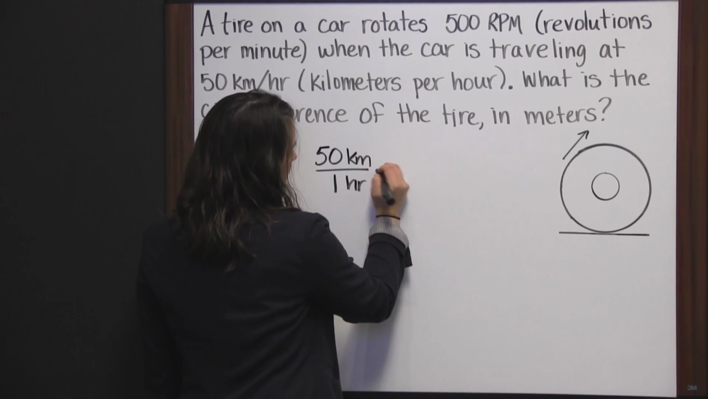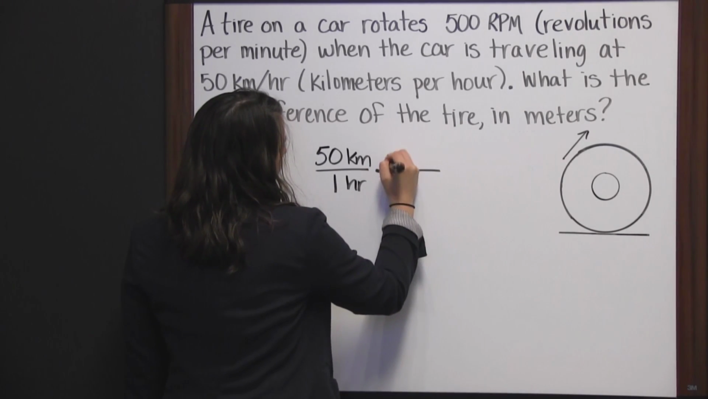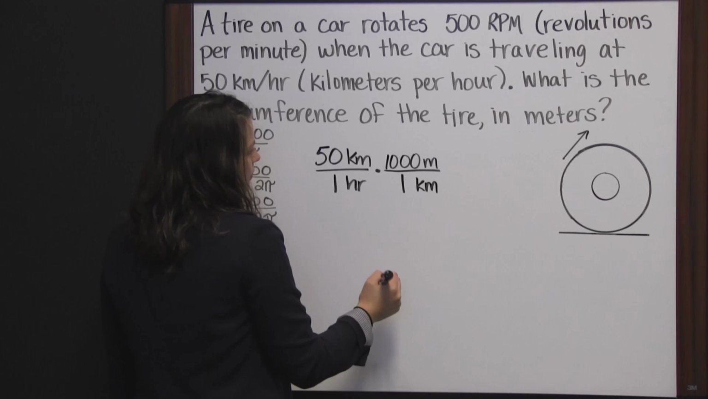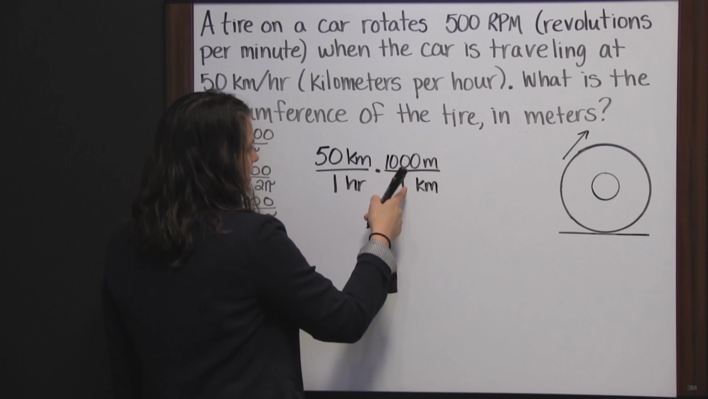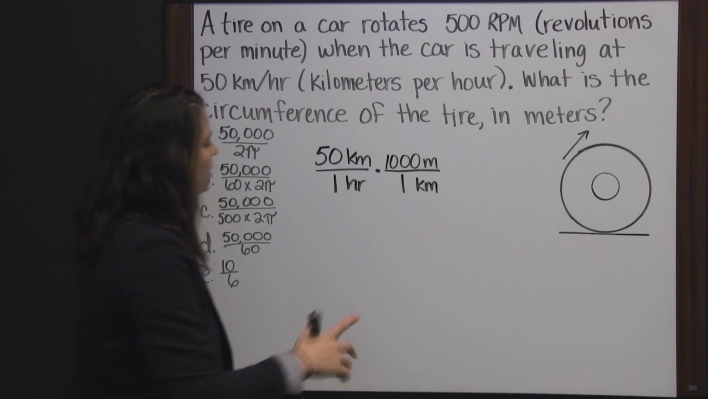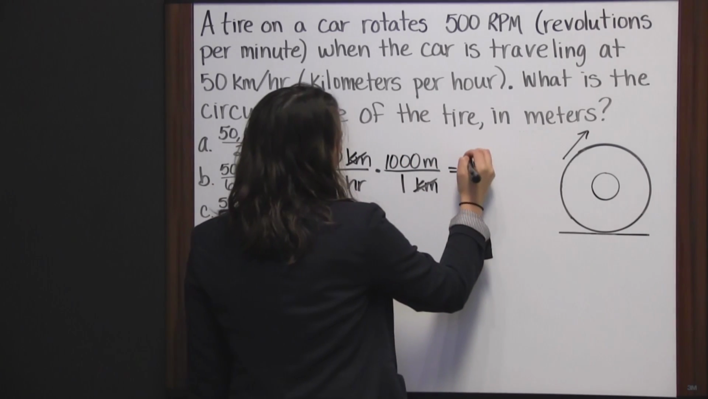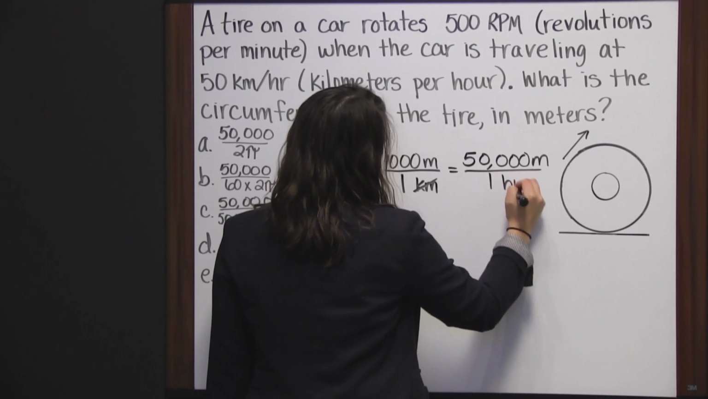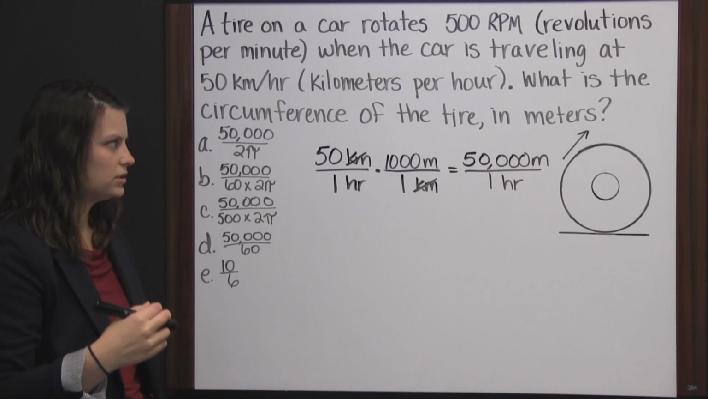So to convert kilometers to meters, I multiply it by the conversion factor of 1,000 meters is 1 kilometer. And when I multiply these fractions, I can cross-cancel these units, kilometers, and I'll be left with meters per hour. And I'll go ahead and do that first. So our kilometers cross-cancel. 50 times 1,000 is 50,000 meters per 1 hour. So every hour, this car goes 50,000 meters.